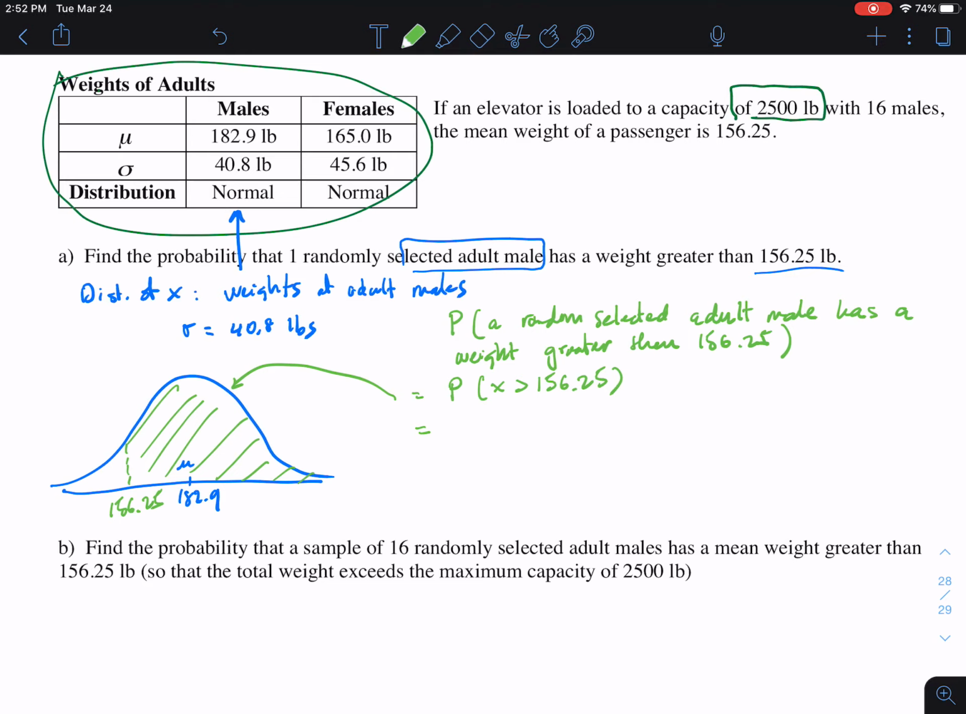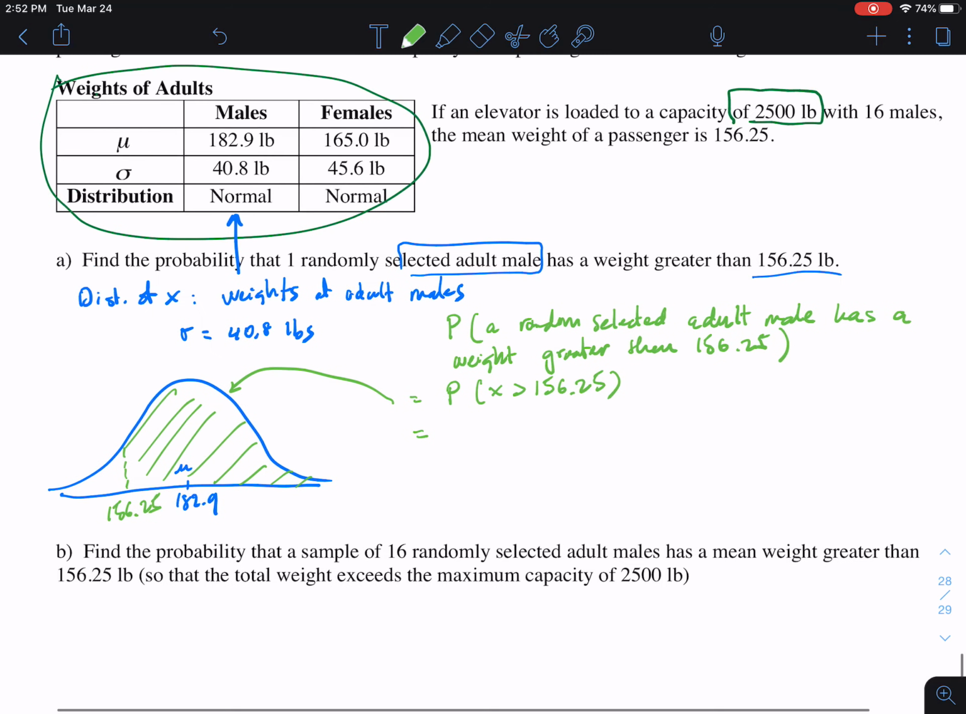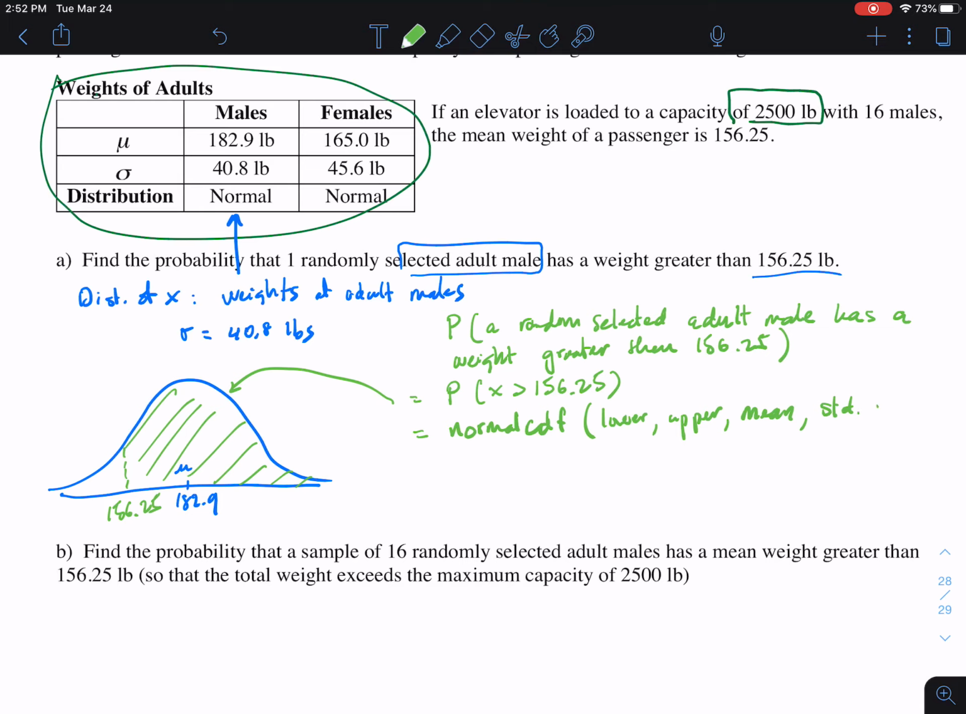So we're going to use a normal CDF command, and that's going to be lower, upper, mean, and standard deviation. Okay, so that's the command on the calculator. It will bypass the long method and allow us to get the answer really quick. So now that's going to be equal to normal CDF.